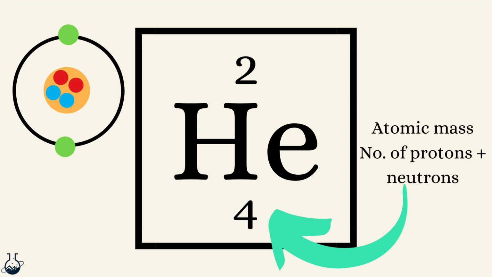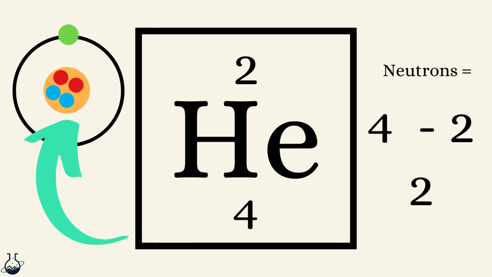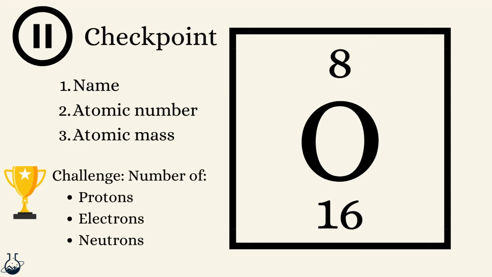But I'll let you in on a secret. There is a shortcut. To work out the number of neutrons in a nucleus, using the symbols is simply just the big number, take away the small number. Voila!